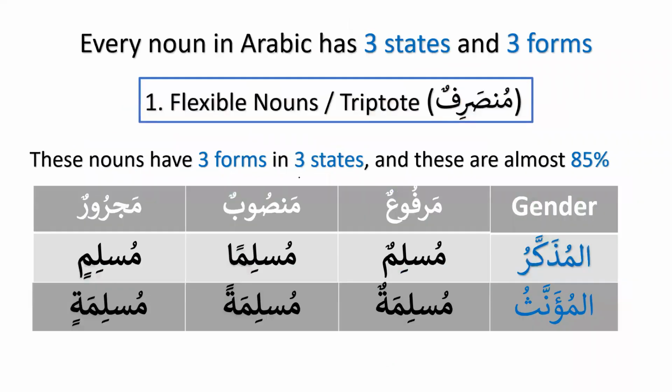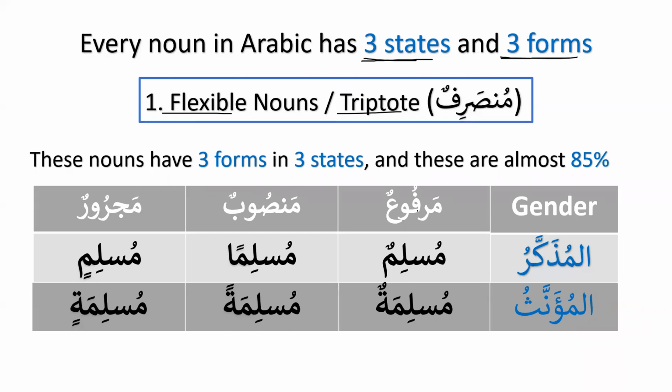Now, we discussed that every noun in Arabic has 3 states and 3 forms. The 3 states are clear: a noun can be marfu', mansub, or majroor. So what we need to focus on today is the forms. First of all, we have learned that most of the nouns in Arabic are munsarif. I call them flexible nouns, and the real name is triptote, or in Arabic we say munsarif. Whatever is easy for you, flexible nouns is easy to understand.